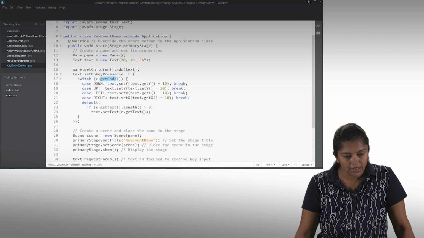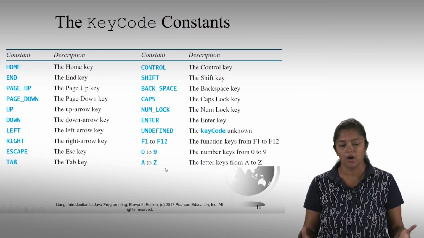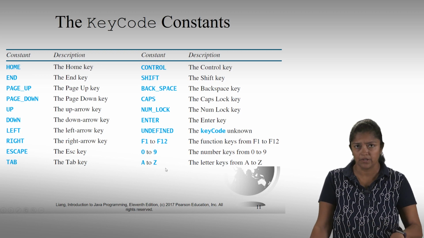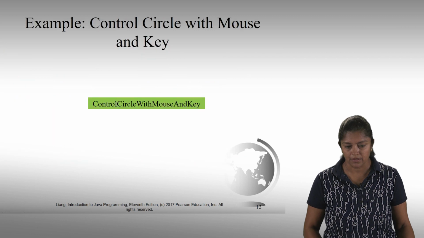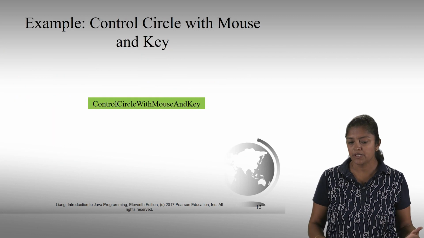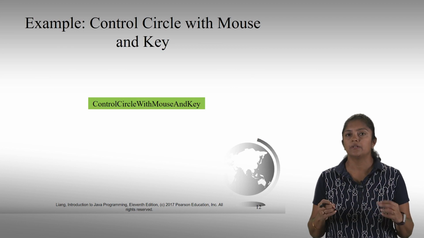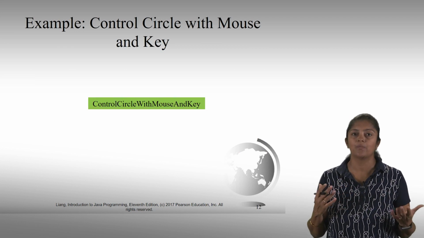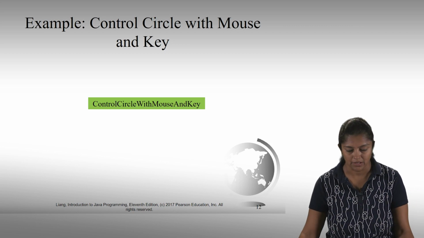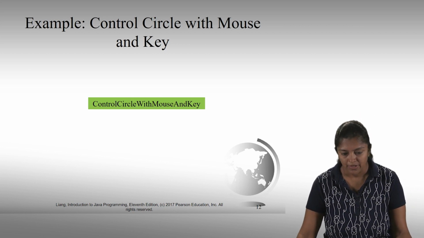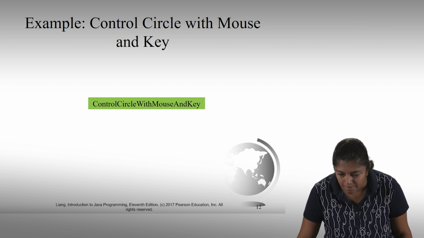So there's the whole list of key code constants. These are constants that are used to codify all of the keys that are on the keyboard, and that's what this slide here shows. This next example shows how to control a circle with both mouse and key, so it shows both mouse events and key events being used at the same time. So let me quickly open that file.